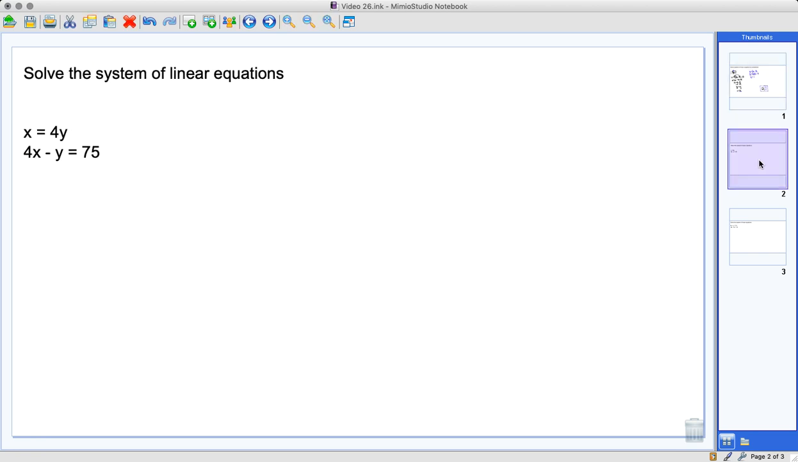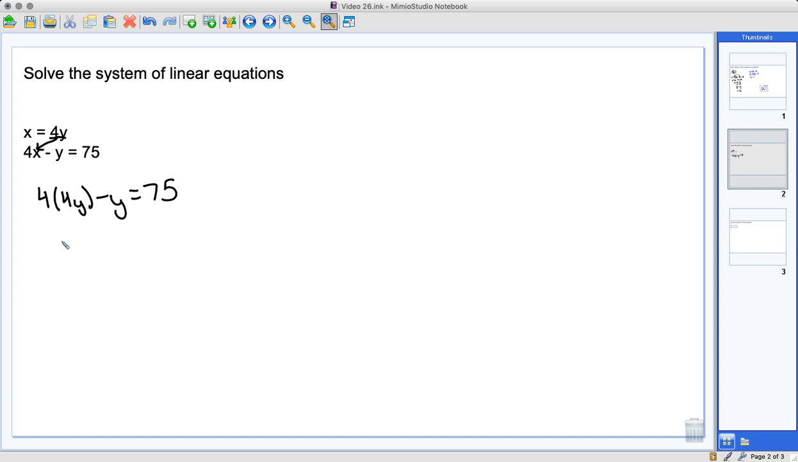Looking at another equation. This time, the first equation is solved for x. So what I'm going to do is take that 4y and plug it in for my x in the other equation. So I'm going to have 4 times 4y minus y equals 75. Again, now I only have y's in my equation.